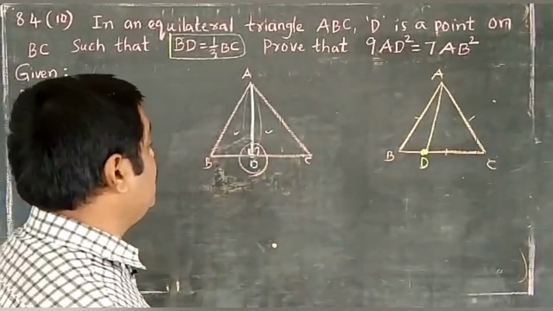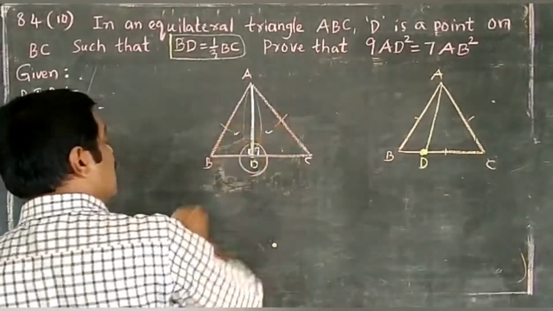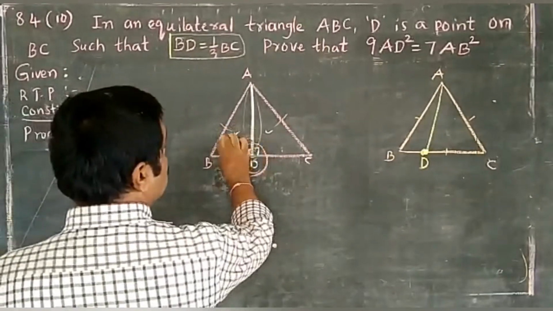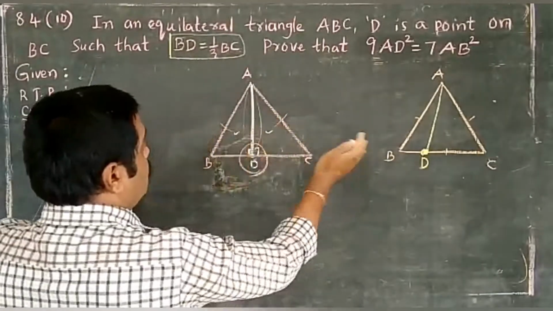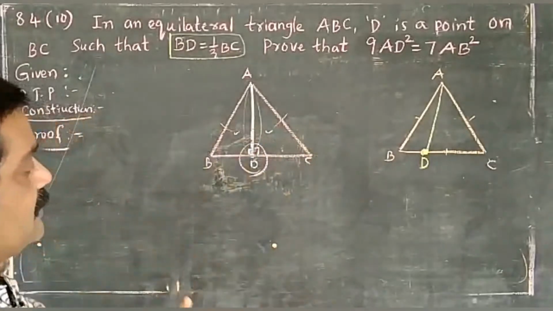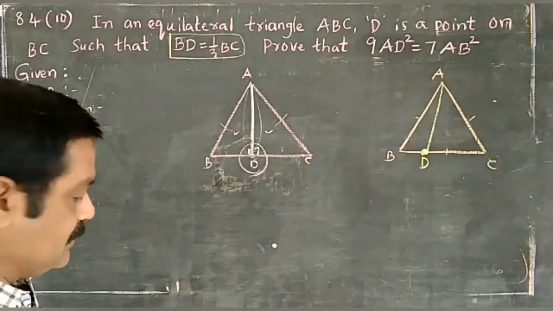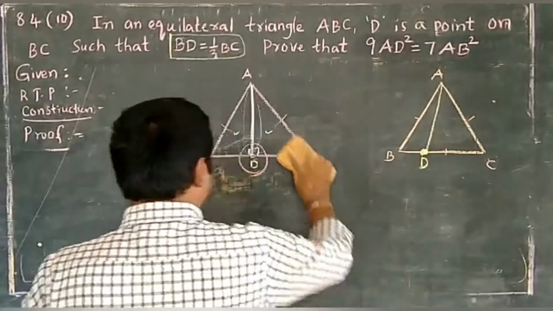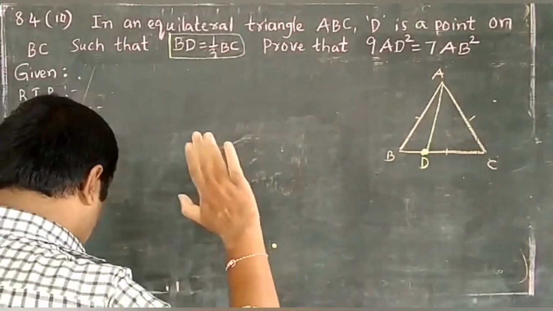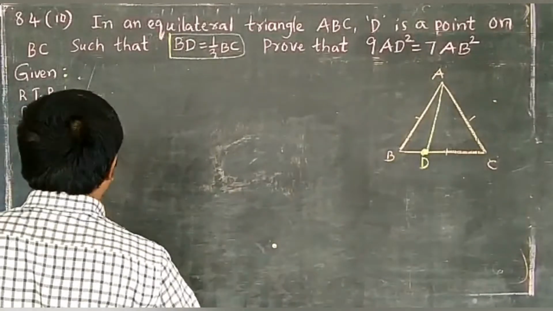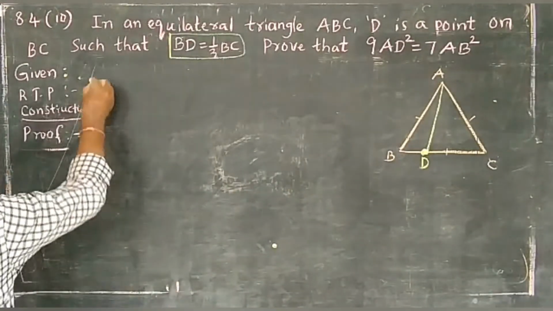Not only in an equilateral triangle, but in an isosceles triangle also, provided the equal sides are on both sides. It is applicable for both equilateral and isosceles triangles. Remember this point and come to the proof.